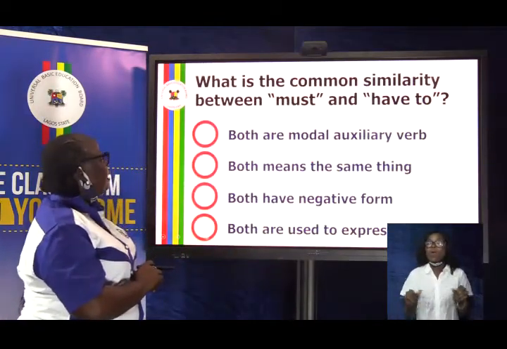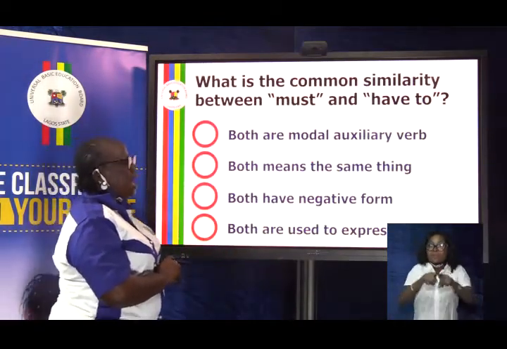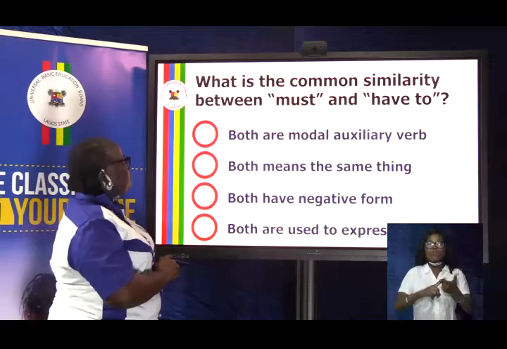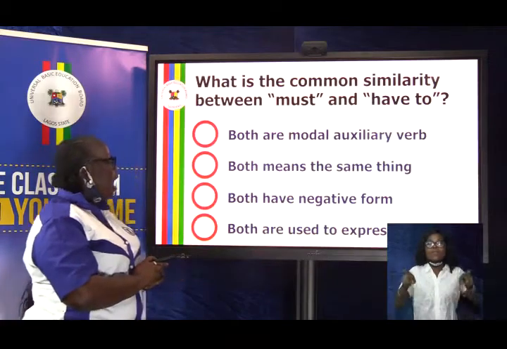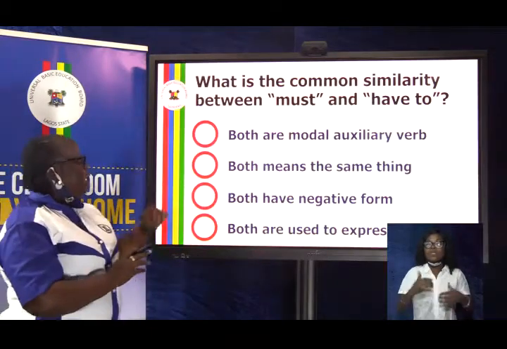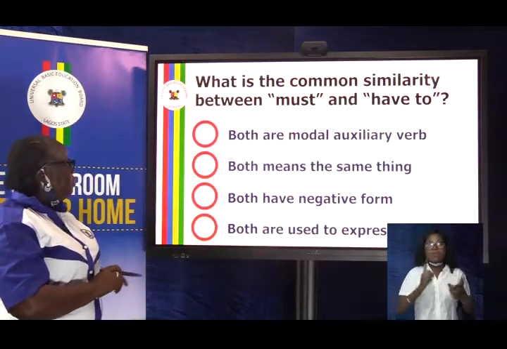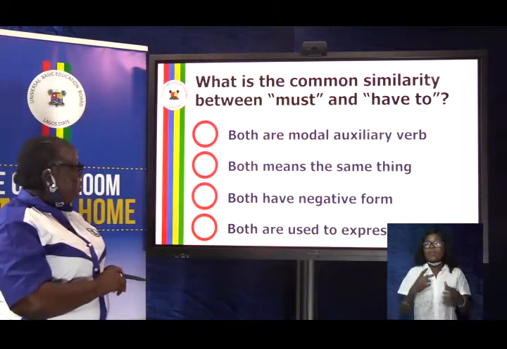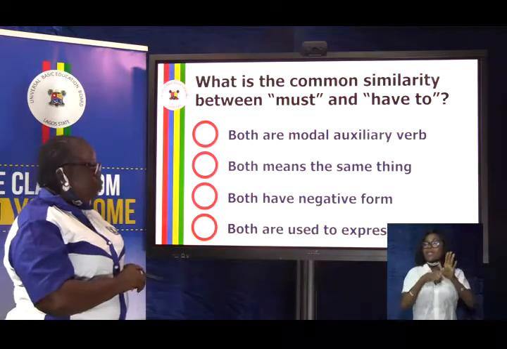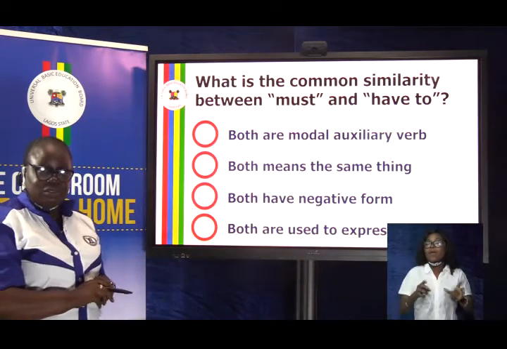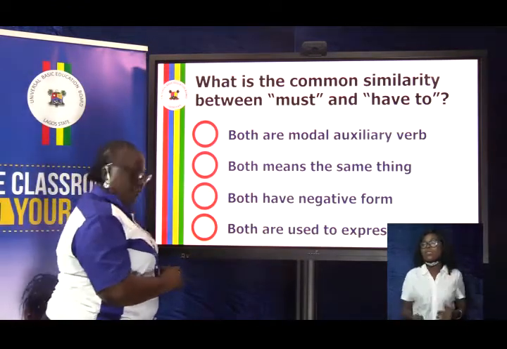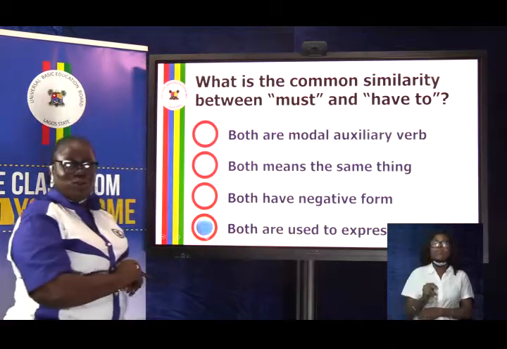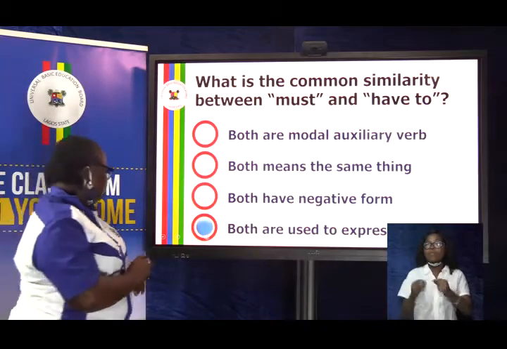That is the objective obligation. What is the common similarity between must and have to? Both are modal auxiliary verbs. Both mean the same thing. Both have negative forms, and both are used to express obligation. What is your answer? Let's see. Both are used to express obligation.